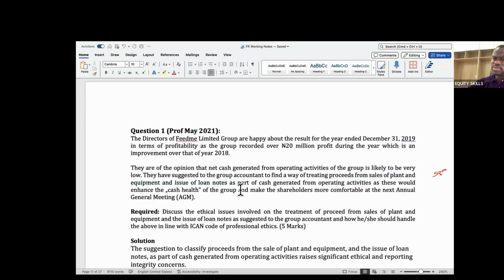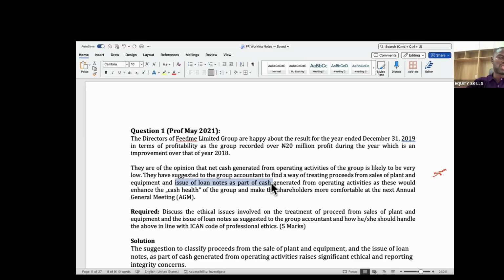This is wrong. Proceeds from sales of plant are not treated in operating activities. They are treated as investing activity, as an inflow. And proceeds from issue of loans, when you borrow money, are also not an operating activities item. They are treated as part of financing activity, as an inflow.